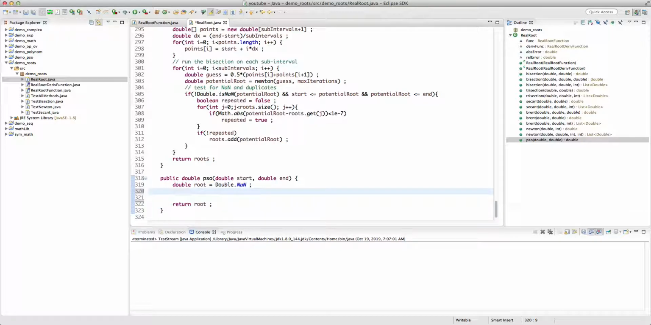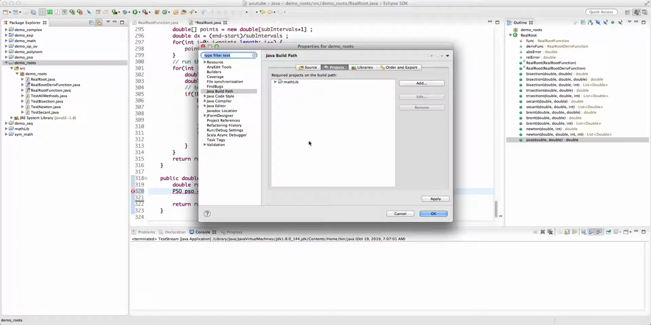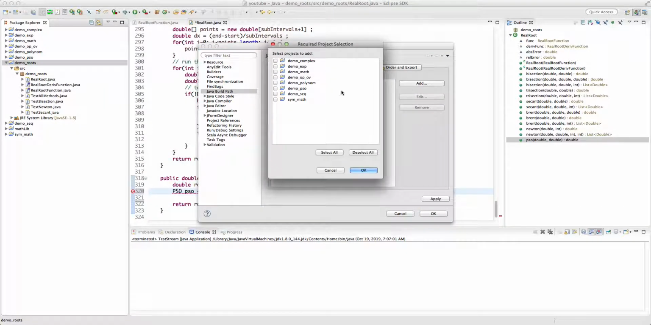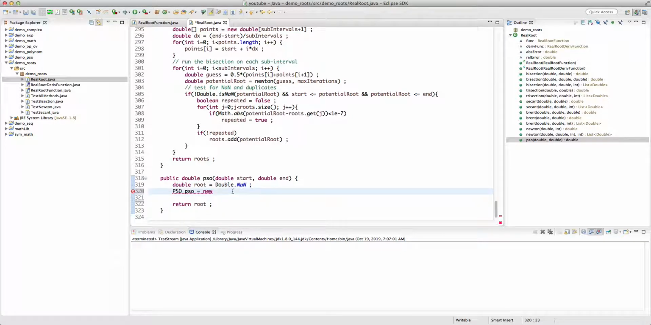And here we're going to create a PSO object, new, and I guess we need to keep a dependency. So if you go to build path, keep a dependency on the projects in the workspace. We're going to give a dependency on the PSO project, and here PSO, and we're going to import it. Number of particles 10, fitness function.